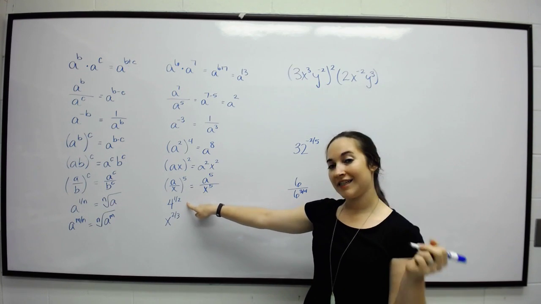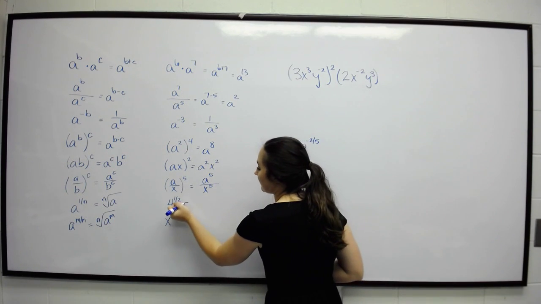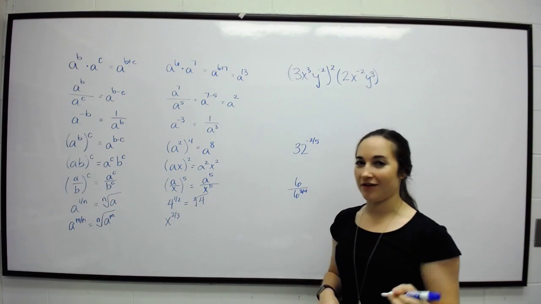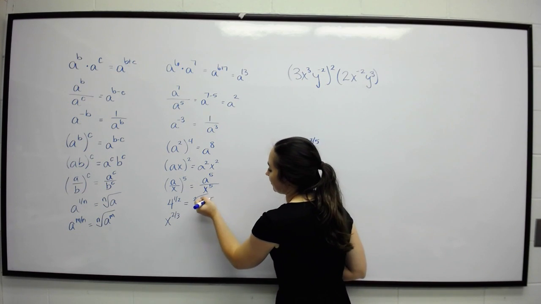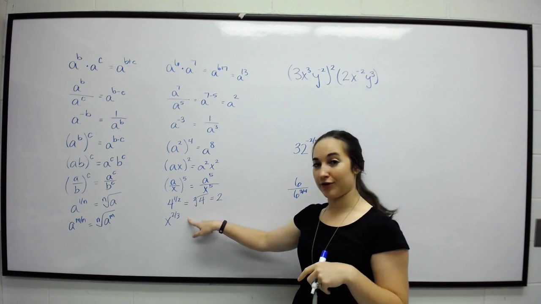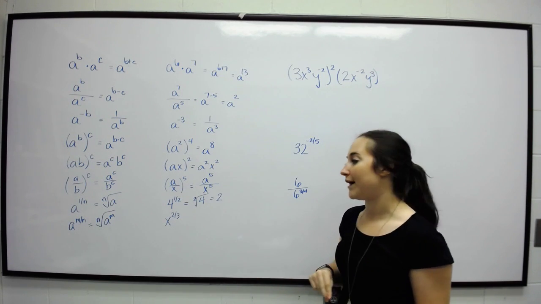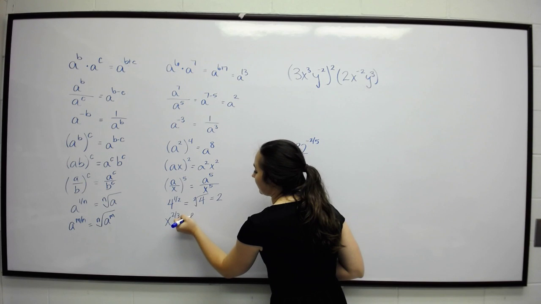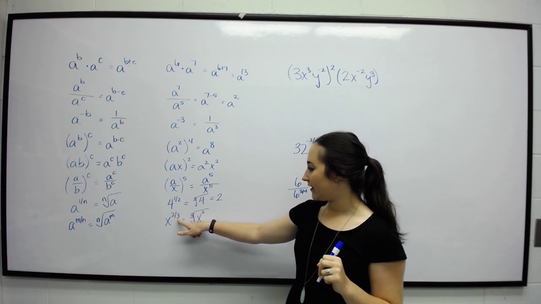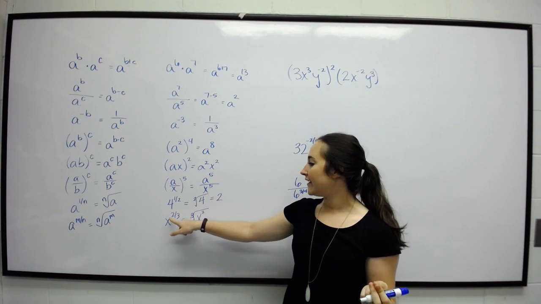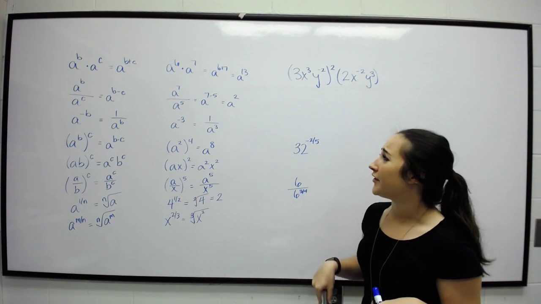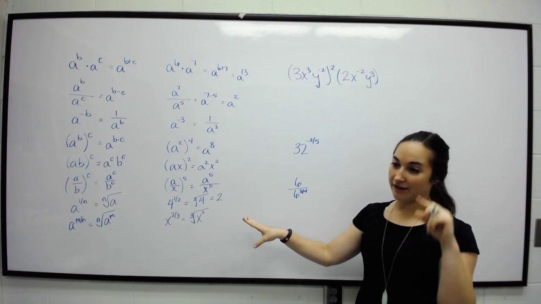Here we have 4 to the 1/2 power, and what we need to do is rewrite this as the square root of 4, and since we know that the square root of 4 is 2, we could just go ahead and simplify that to 2. Here we have x to the 2/3 power. If we want to rewrite that into a radical, we would say that that would be the cube root of x squared. So the denominator is always the root that you're taking, and the numerator will be the exponent you have under your radical.